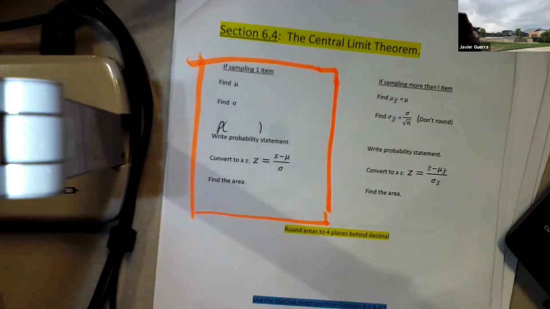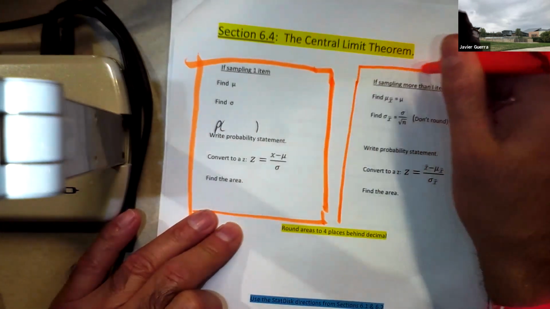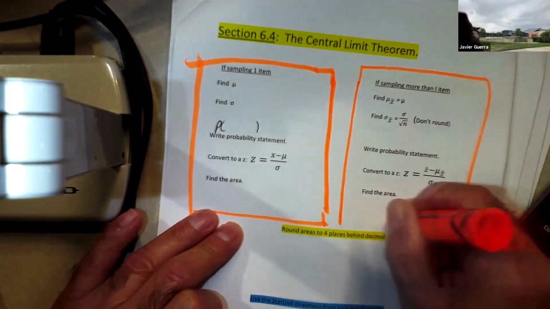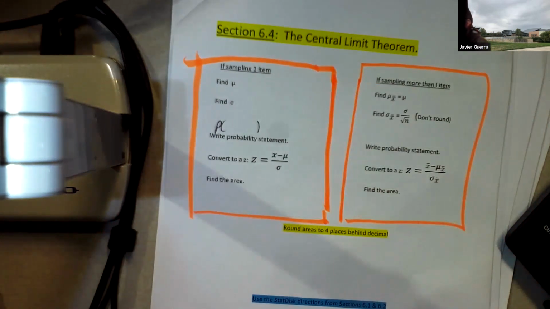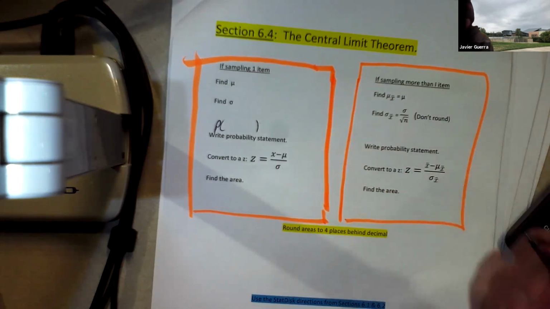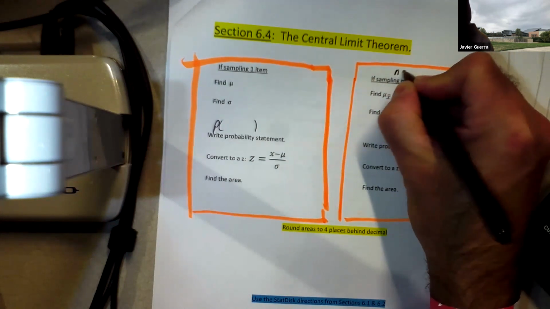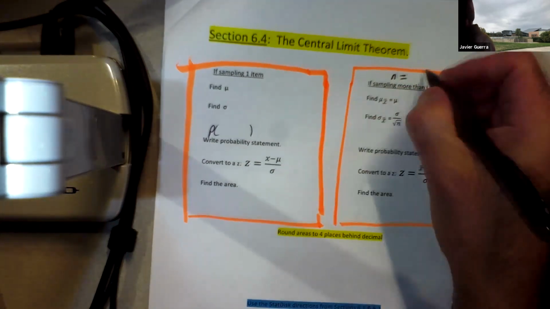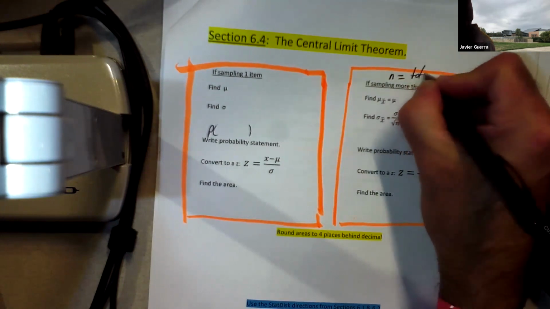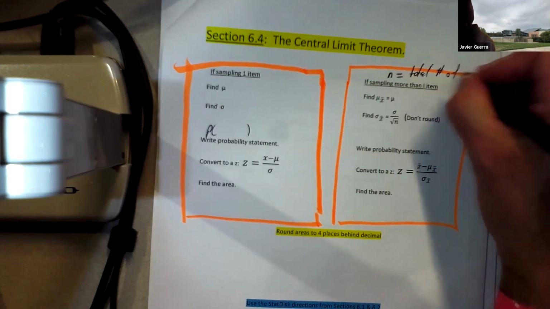On 6.4, you will notice that you will have more than one item: 2, 3, 4, 5, whatever it is. You're sampling more than one item. The amount of items that you're sampling is going to represent your N. N is going to represent the total number of samples.